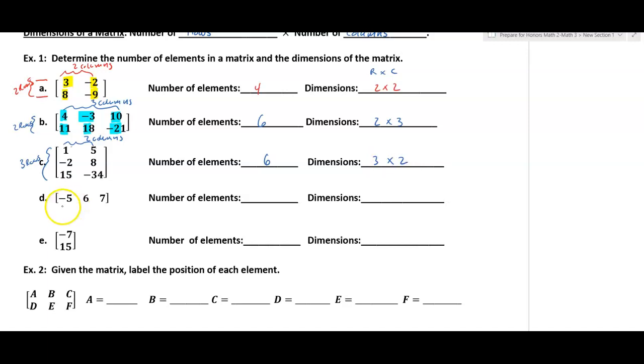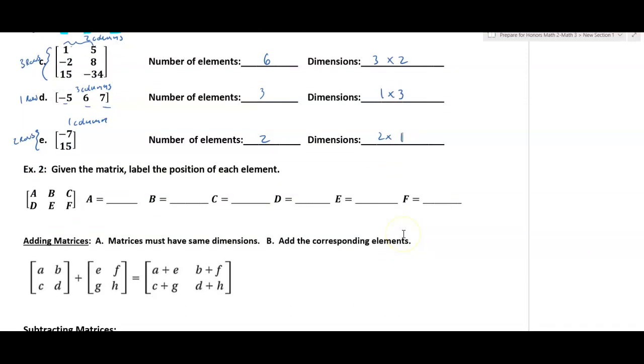Letter D, there are 3 elements. And if I look, there's 1 row and there's 3 columns. So this is a 1 by 3 matrix. And the last one, there are obviously 2 elements, but there are 2 rows by 1 column. So that's a 2 by 1 matrix.